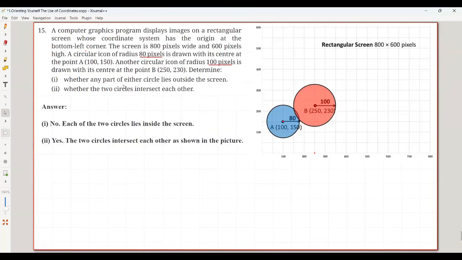First question: does any part of either circle lie outside the screen? No, each of the two circles lies inside the screen. Do the two circles intersect each other? The answer is yes. The two circles intersect each other as shown in the picture.